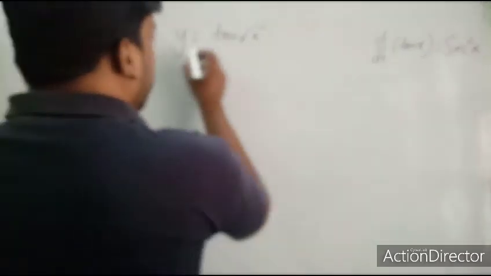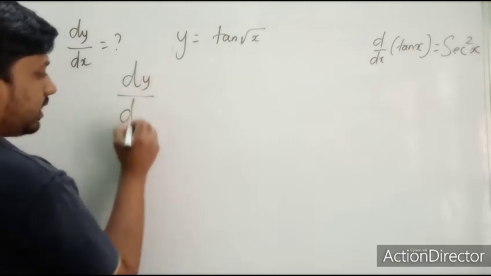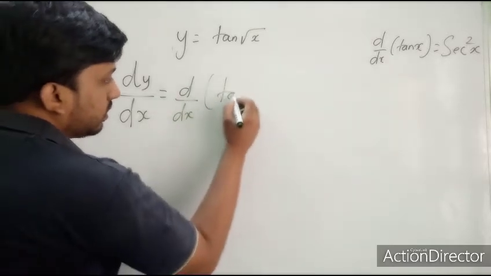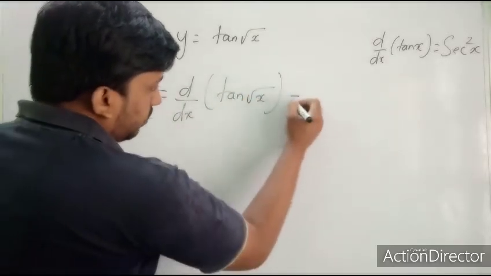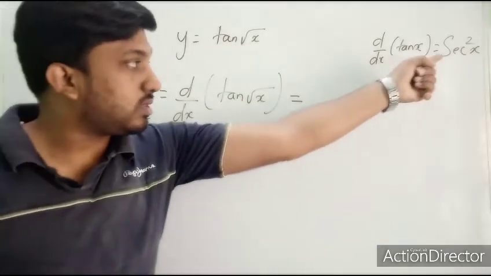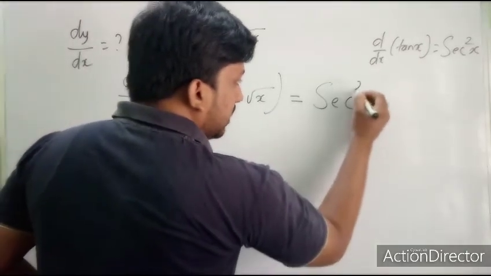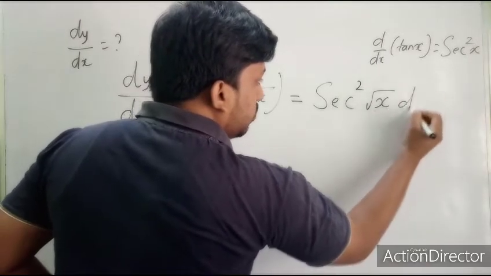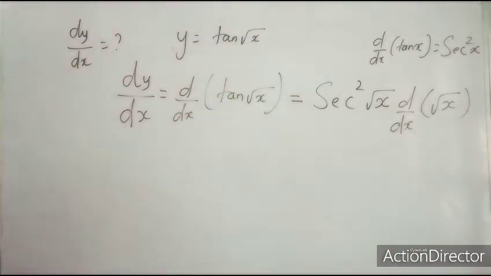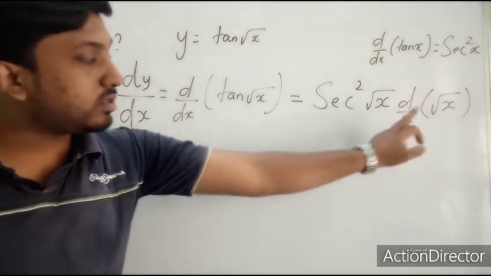So similarly, if you want to find the derivative of this function, dy by dx is nothing but d by dx of tan root x. So what is tan root x? For tan x, the derivative is secant square x. In the place of x we have root x here, so I am going to write this as secant square root x into d by dx of root x. Why am I writing this? Because this is chain rule, isn't it? This is chain rule.